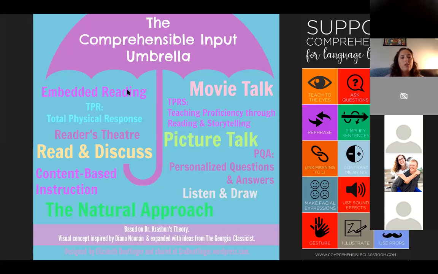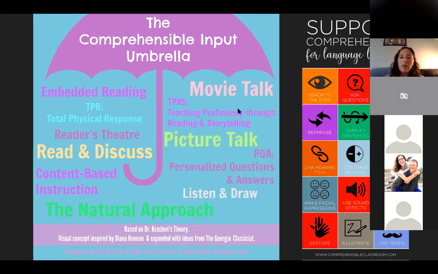TPR, total physical response, uses gestures paired with words so that students can act out the words even if they don't know how to respond in the language. Reader's theater is reading a story, narrating, and then having the students act out the parts. Read and discuss is very straightforward. Content-based instruction is what our ELLs are working in. They are trying to learn the content through their next language, their second or additional language.